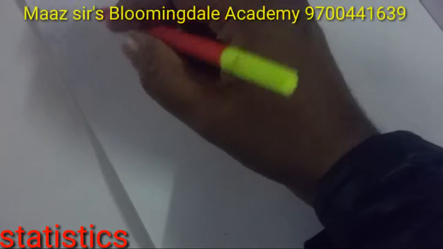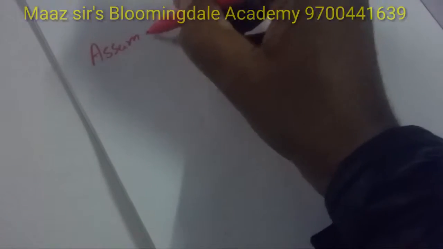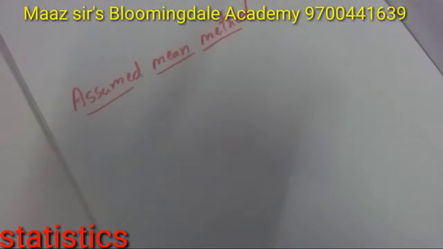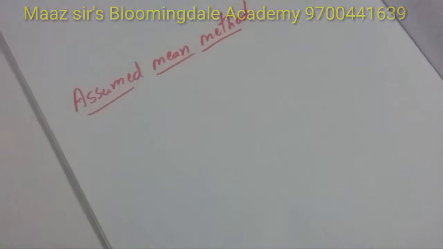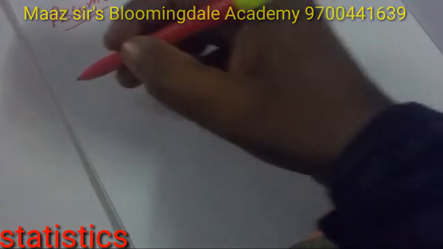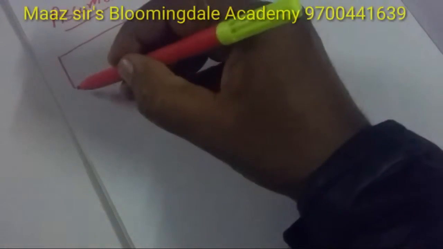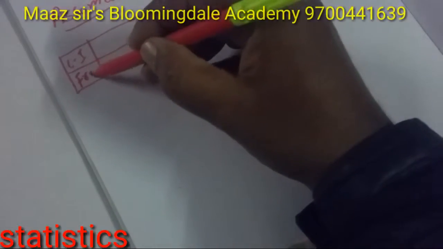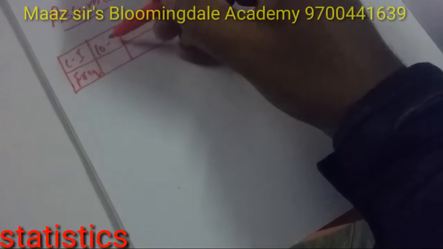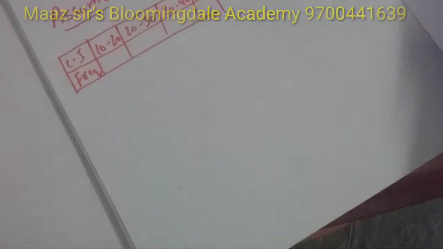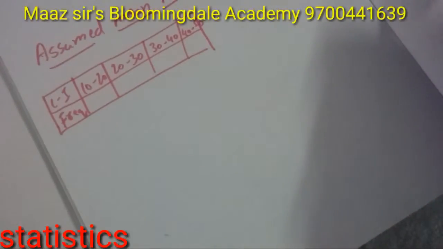So similarly you can find the arithmetic mean by second method, that is your assumed mean method. Here you have to use a different formula for doing this assumed mean method. For example, this is your problem. I am taking smaller examples so that you can easily understand. This is your class interval and this is your frequency: 10, 20, 20, 30, 30, 40, 40, 50. So this is your problem. Now let us see how to solve it.